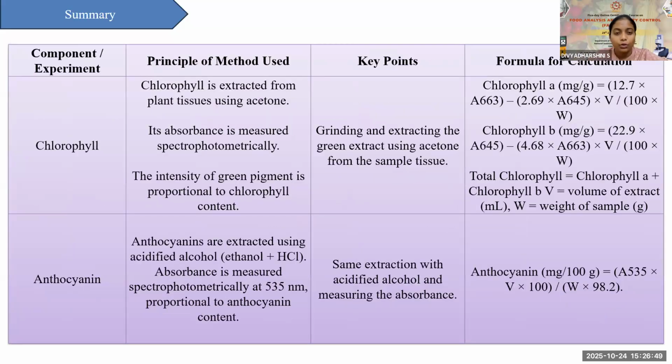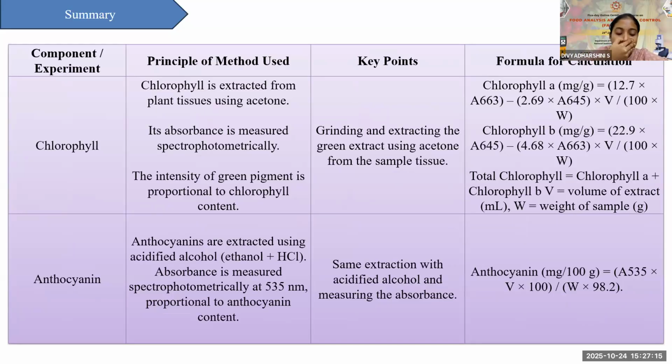Then, coming to the chlorophyll, I have used the acetone extraction, grinding and extraction using a mortar and pestle, and centrifugation. We only need a clear liquid, the supernatant. If it has any residue, we have to centrifuge it. Otherwise, no need. We can carry out the experiment and dilution if required. The intensity of this green pigment is proportional to the chlorophyll content according to the Beer-Lambert's law.